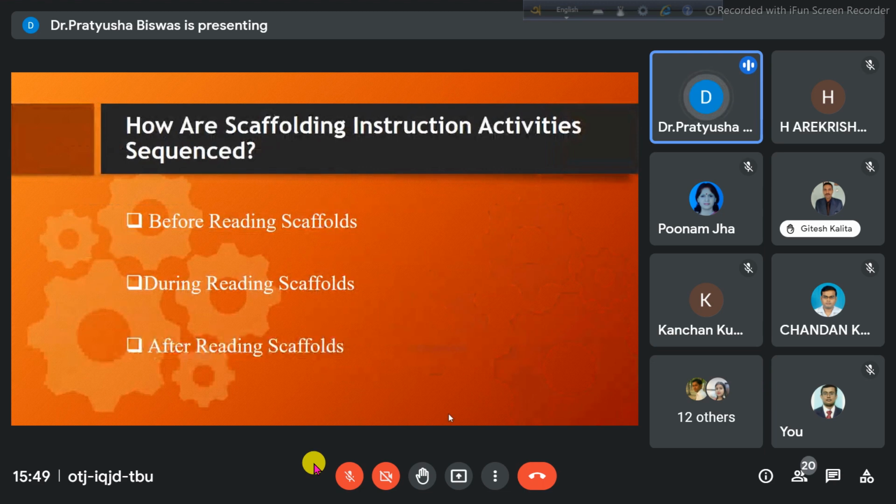Now, how are scaffolding instruction activities sequenced? Like I told you, it is done from a language perspective. So first type is before reading scaffolds. Second is during reading scaffolds. And third is after reading scaffolds.